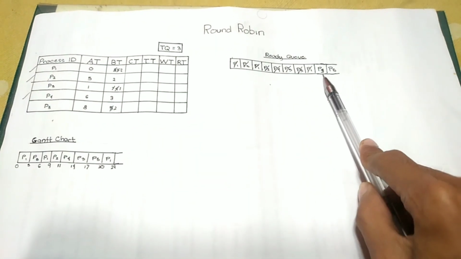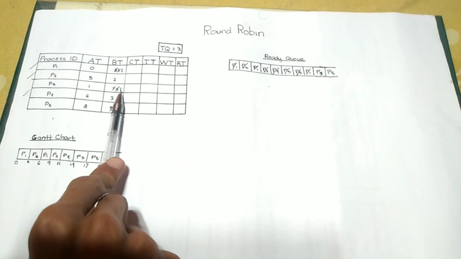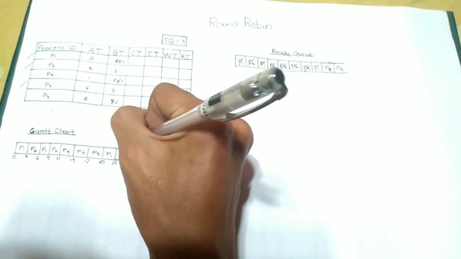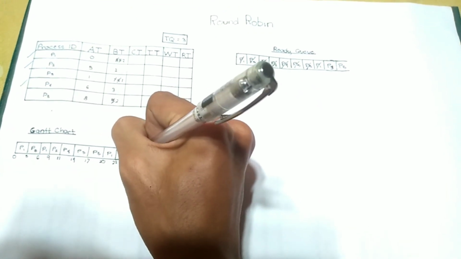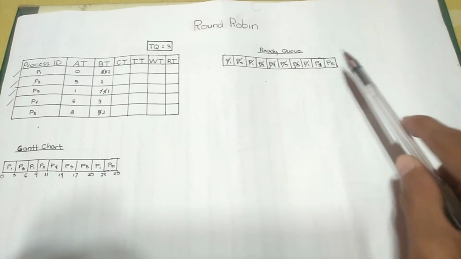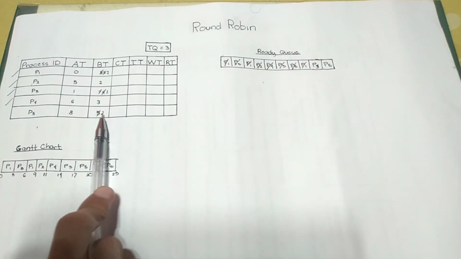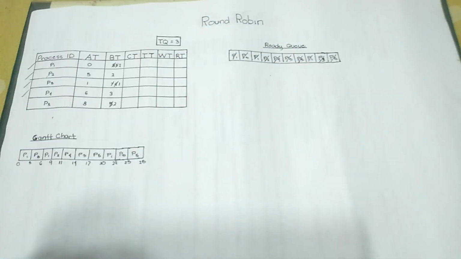Next is P3. P3 requires only 1 unit of time. P3 will run for only 1 unit of time, so 22 plus 1 is 23. Only P5 is left in the ready queue. P5 only needs 2 units of time, so we will run this for 2 units of time. 23 plus 2 is 25. Now P5 is also completed.